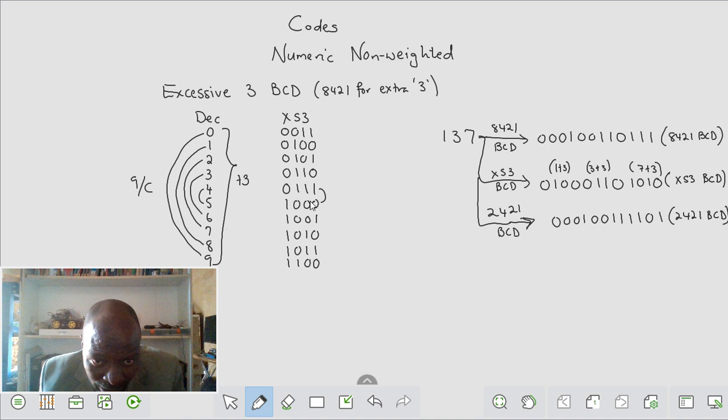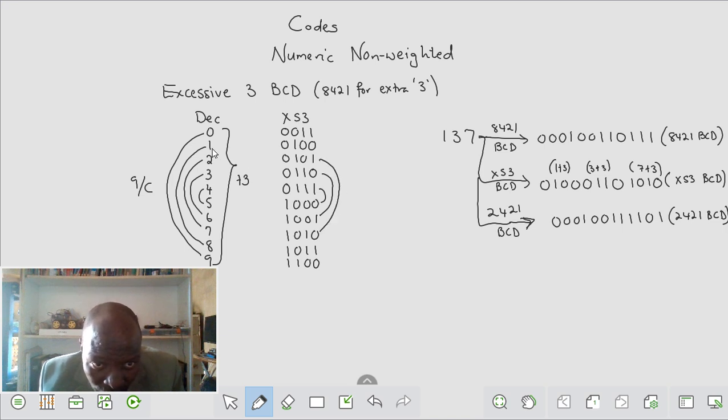Now that there is 1's complement, so 4 and 5 are giving 1's complement of each other. 3 and 6 are giving 0 0 1 1 and 1 1 0 0, so this is 1's complement of each other. 2 and 7 are giving us 0 1 0 1 and 1 0 1 0, so this is 1's complement of each other.